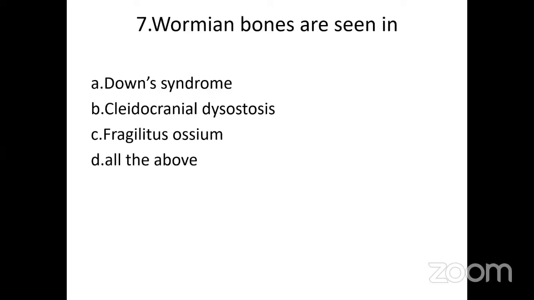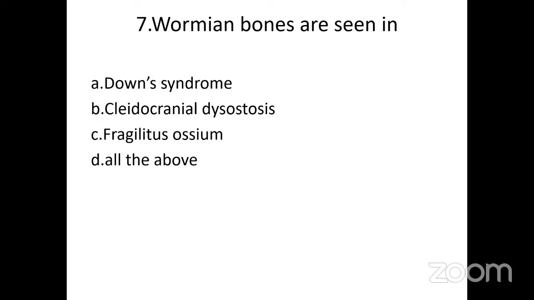So what are Wormian bones? Wormian is actually the name of a person, Olaus Worm, a Danish anatomist who described the Wormian bone. Wormian bones are intersutural bones, that is, extra bones seen between the sutures in the cranium.